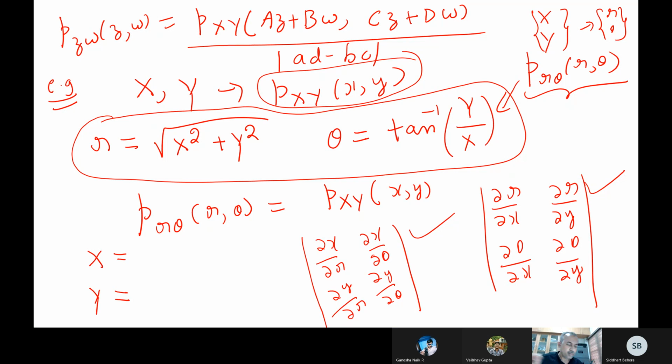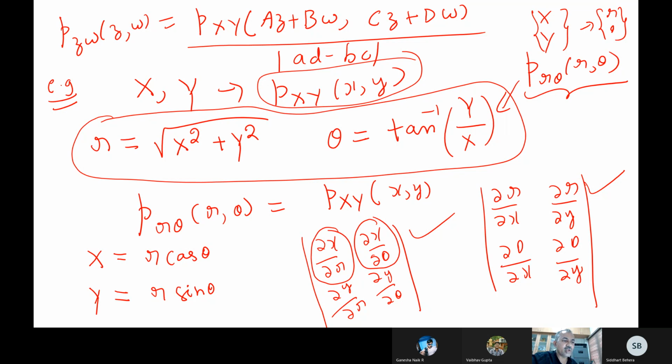x is r cos theta and y is r sin theta. Now you tell me which is easier to calculate: dou x by dou r, or dou r by dou x? dou x by dou r is easy, because dou x by dou r is simply cos theta, and dou x by dou theta is simply minus r sin theta.